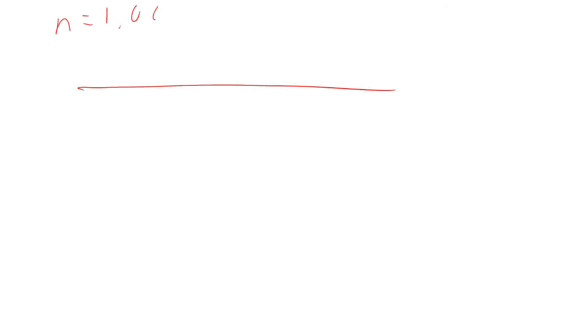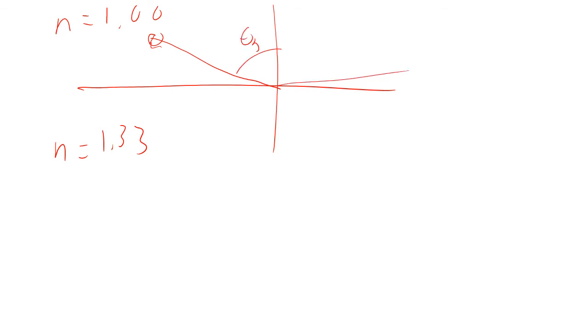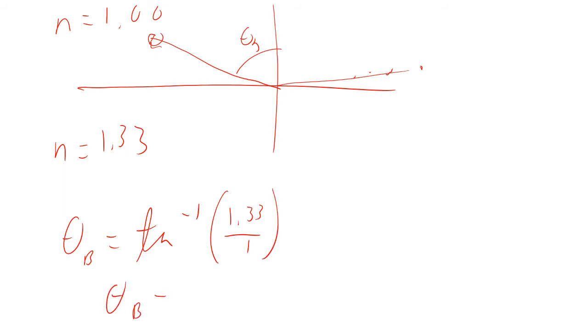So this is air. This is water, so 1.33. If the sun is shining above, you've got the Brewster angle here, and you get reflected light parallel to the surface of the water. Well, the Brewster angle for water, with air above it, will be the inverse tangent of 1.33 over 1. So that is going to be equal to 53.1 degrees.